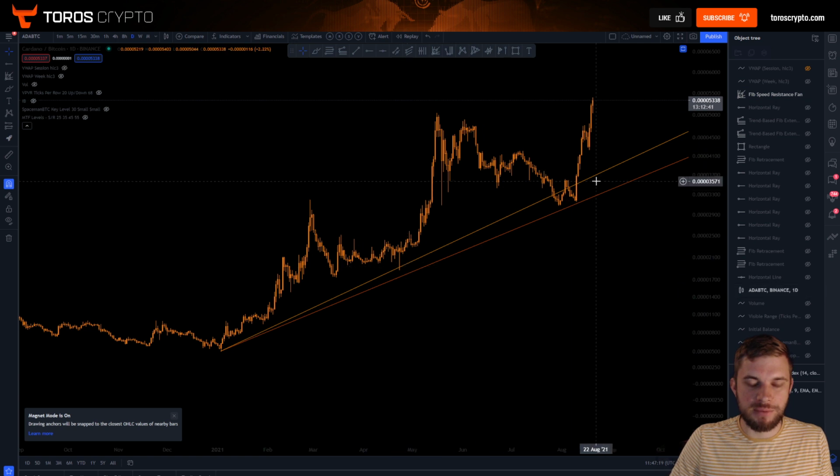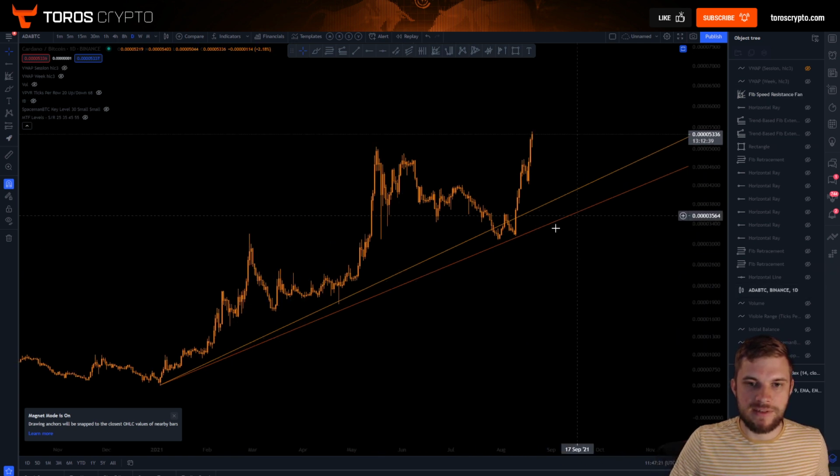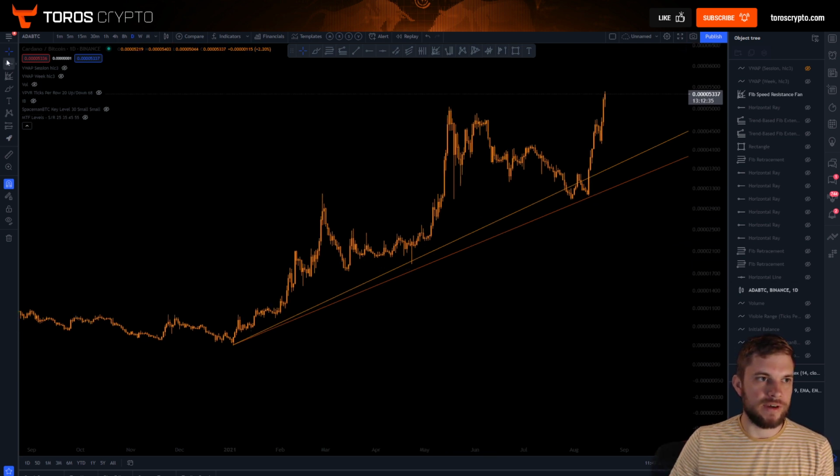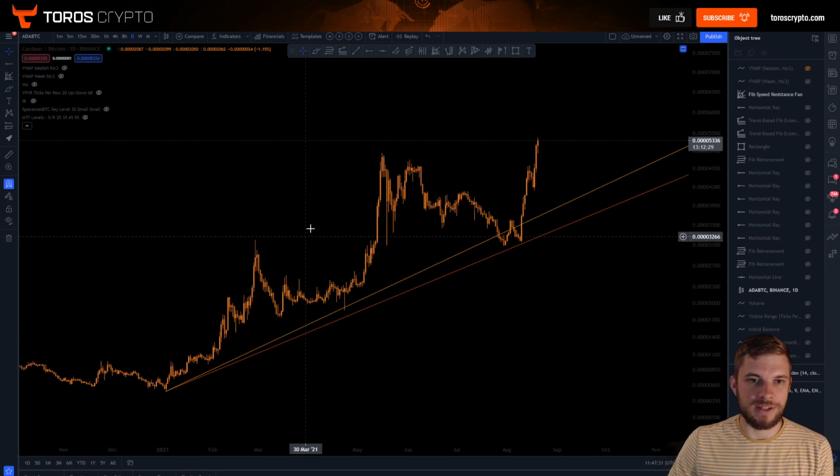Okay, and we can see the support that this speed fan has been giving us. And this is again the 0.618 to the 0.666 on this speed fan, looking very nice. Very, very nice on this occasion. Okay, so yeah, that's pretty good.